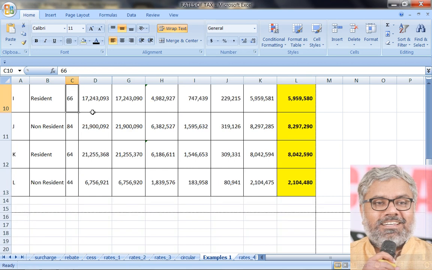Resident 66 years means senior citizen. When we have a senior citizen, then calculation of tax will be different. Instead of adding 1,12,500, how much we should add here? 1,10,000. For super senior citizen, it would be 1 lakh. For a senior citizen, it will be 1,10,000 since basic exemption limit is 3 lakhs.